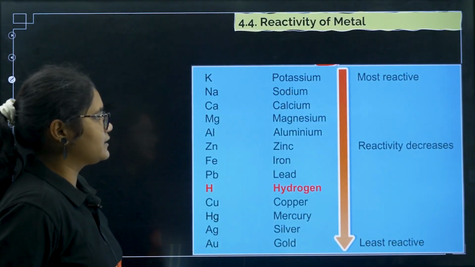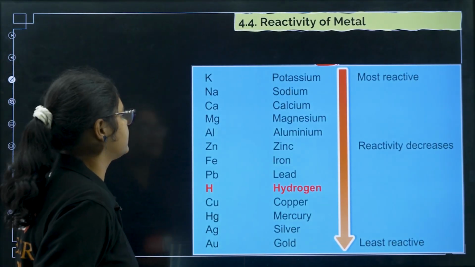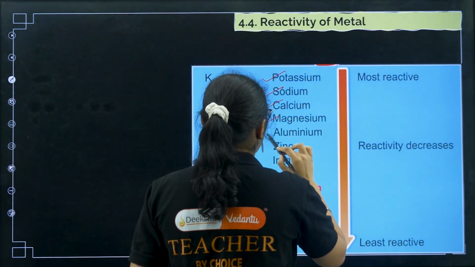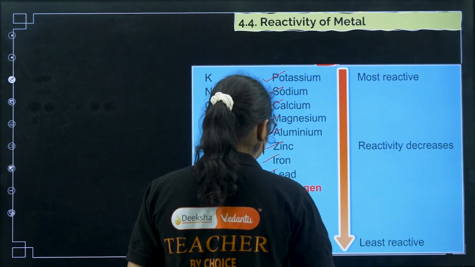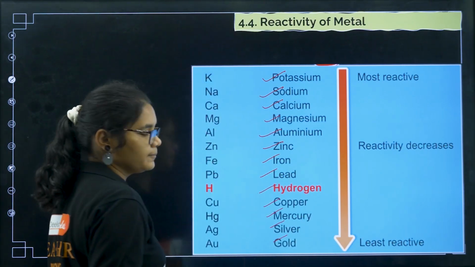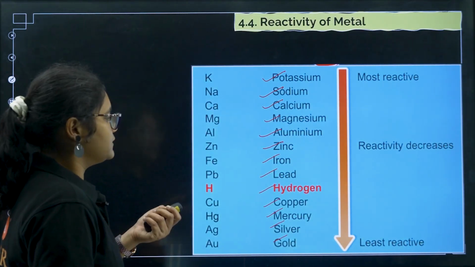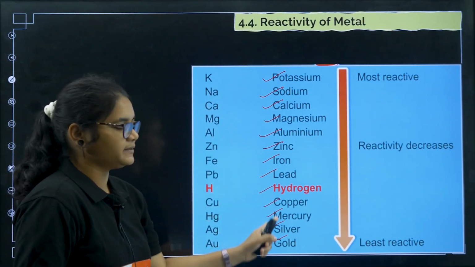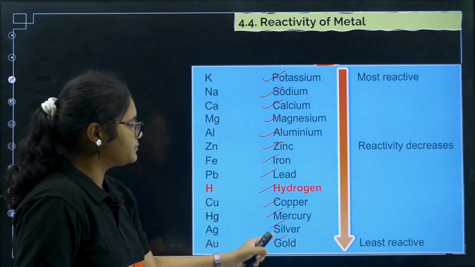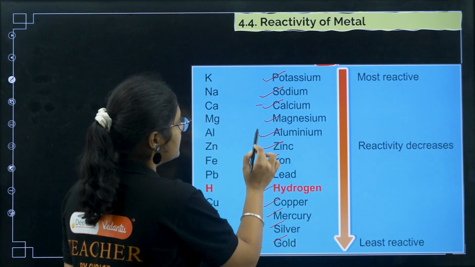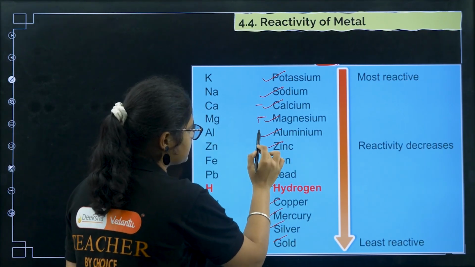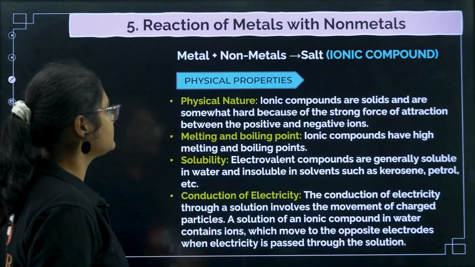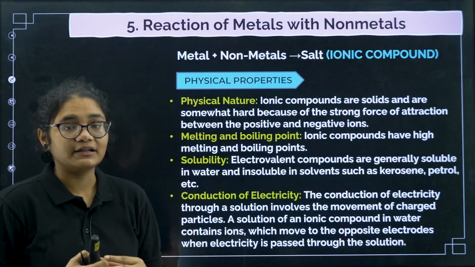Next, coming to the reactivity of metals. This is the order we have: potassium, sodium, calcium, magnesium, aluminium, zinc, iron, lead, hydrogen, copper, mercury, silver and gold. Okay, fine. So the reactivity order is in this way. That means potassium can displace all these elements, sodium can displace from calcium to gold, calcium can displace magnesium, aluminium can displace zinc, like that. Okay. Fine.